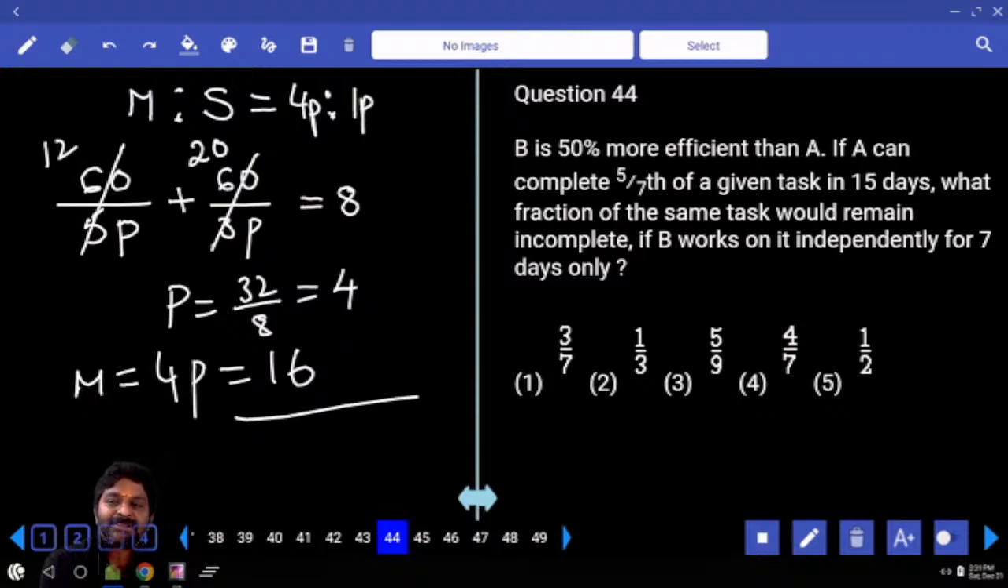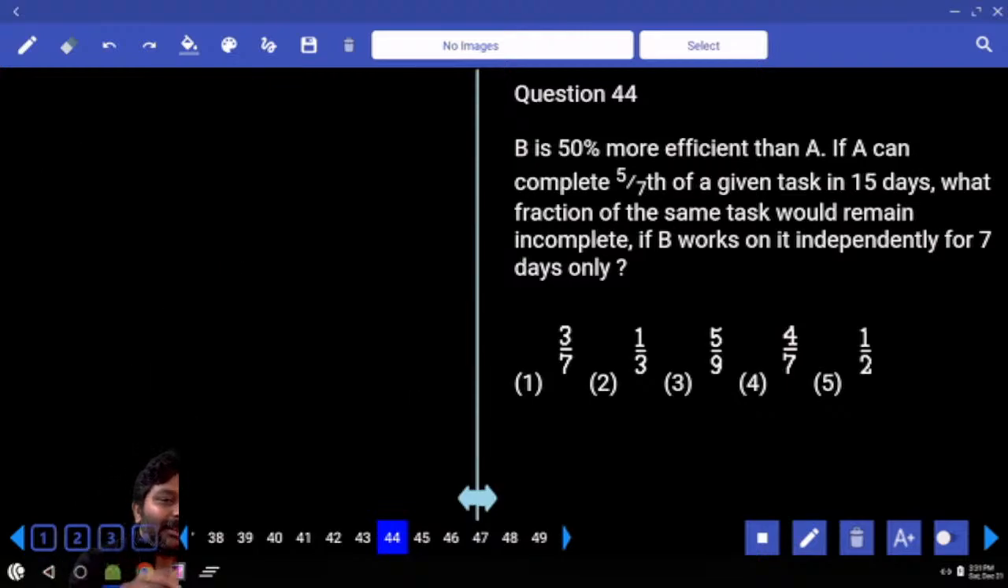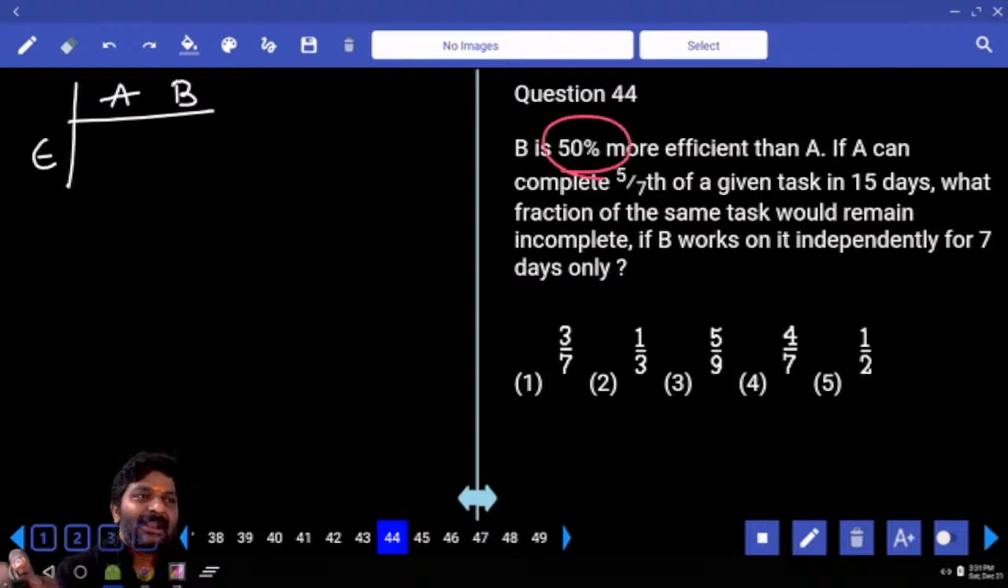B is 50% more efficient than A. Now there are two members A comma B. They are talking about efficiency. B's efficiency is 50%. Fractional form 1 by 2. Denominator 2. Assume A is 2 parts. B is 50% more than 2 parts. 3 parts. It's their efficiency.